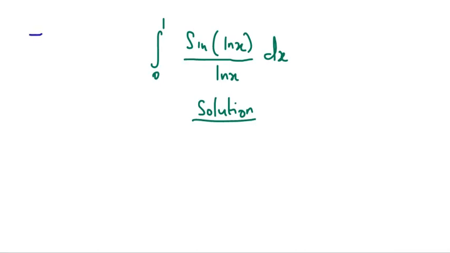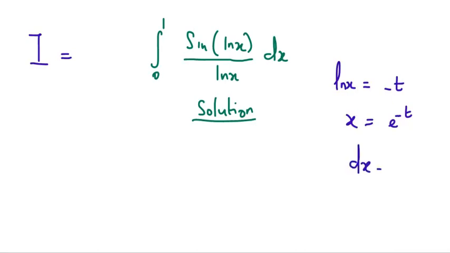So let's start with the following. Let's call it I. Now we're going to make the following substitution. We're going to let the natural log of x equal negative t. If you solve for x, x is equal to e raised to the power of negative t. Differentiate both sides, we get dx is equal to negative e raised to the power of negative t dt. Therefore, our I is going to be equal to the integral.